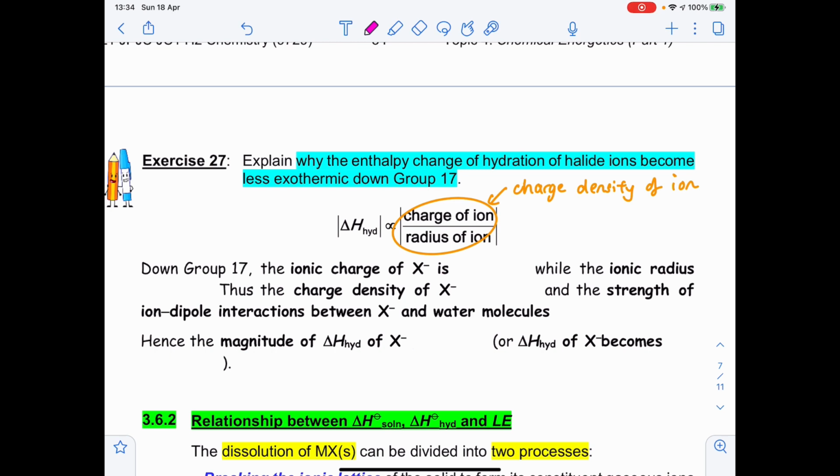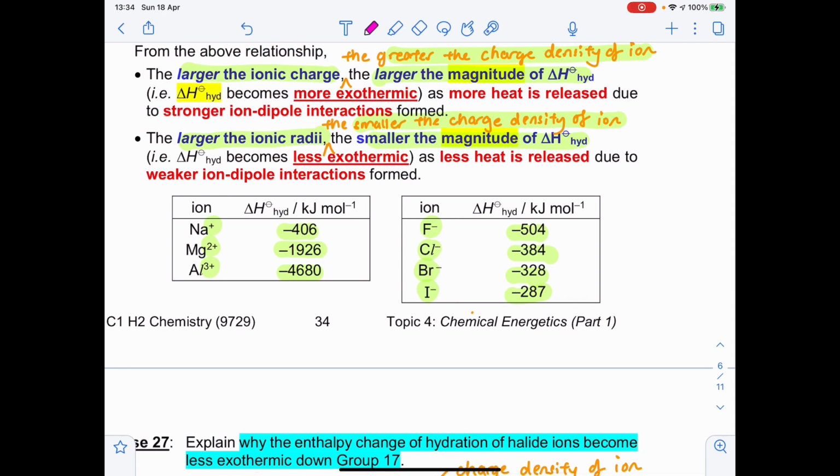Let's do exercise 27 together. Explain why the enthalpy change of hydration of halide ions becomes less exothermic going down group 17. This is the table of data. This is the halide ions. As you go down group 17, you find that the enthalpy change of hydration becomes less exothermic. So why?